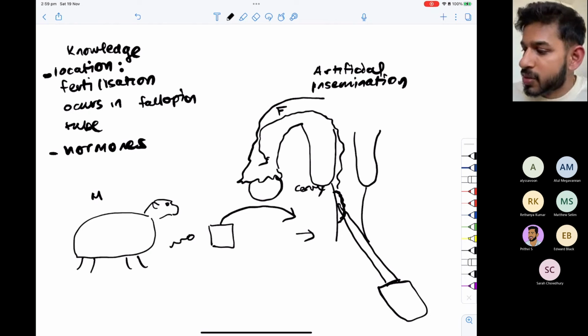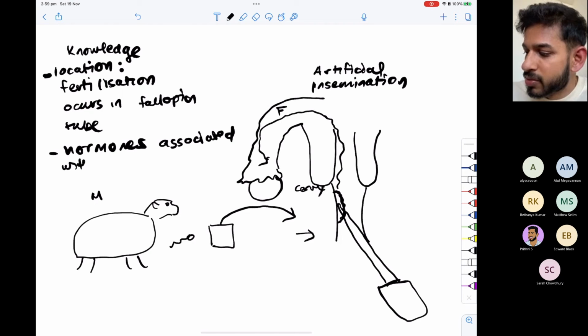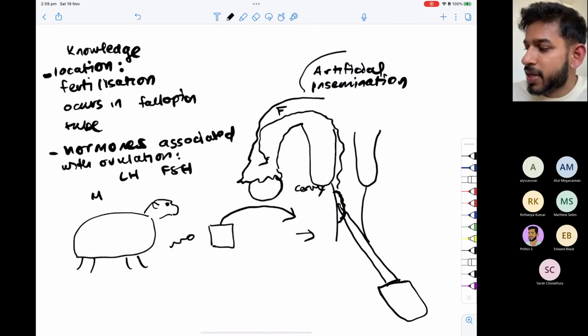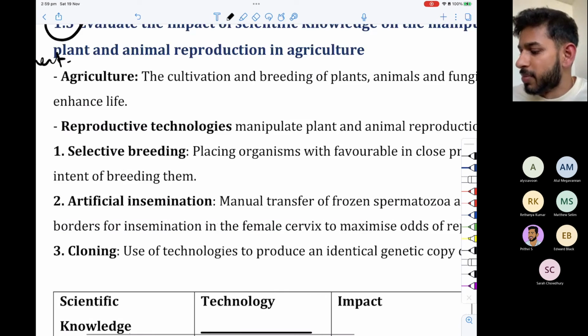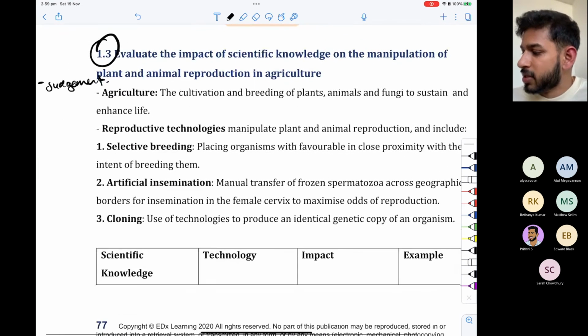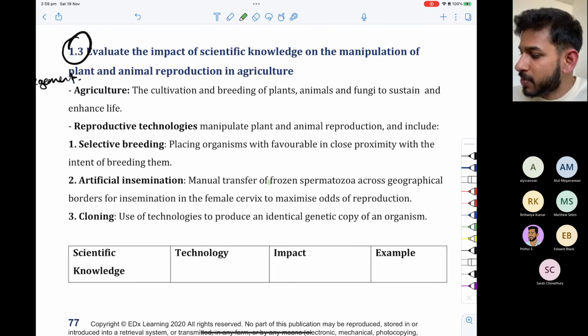So hormones associated with ovulation: LH, FSH. And that's allowed us to engage in artificial insemination. The explanation of artificial insemination is all up here, right? You can see it transfers frozen spermatozoa across geographical barriers into the female cervix. That's artificial insemination. Okay, that's to do with animals.